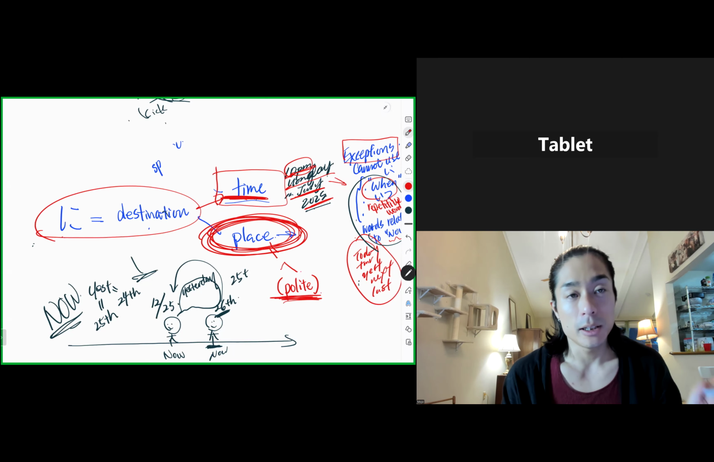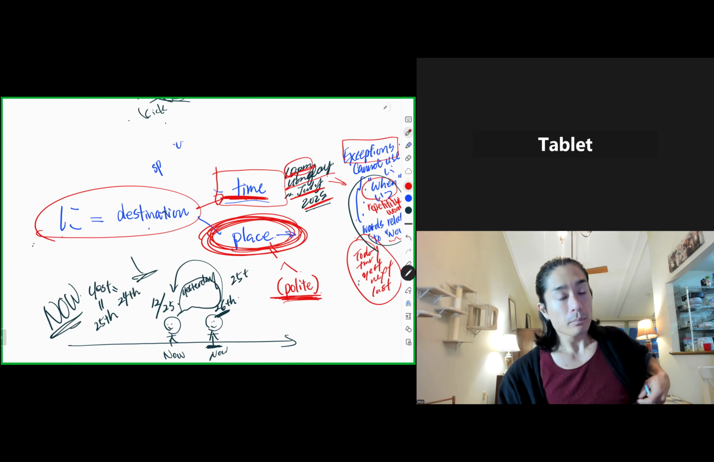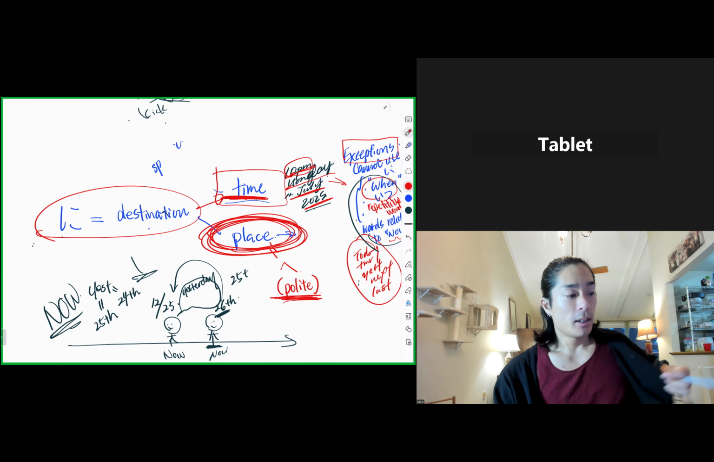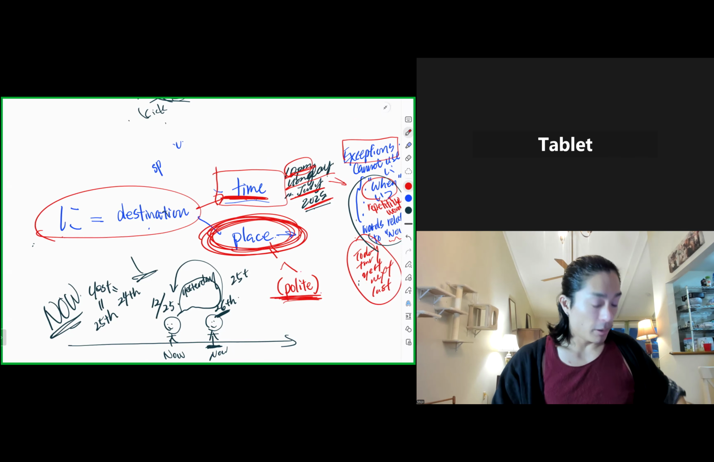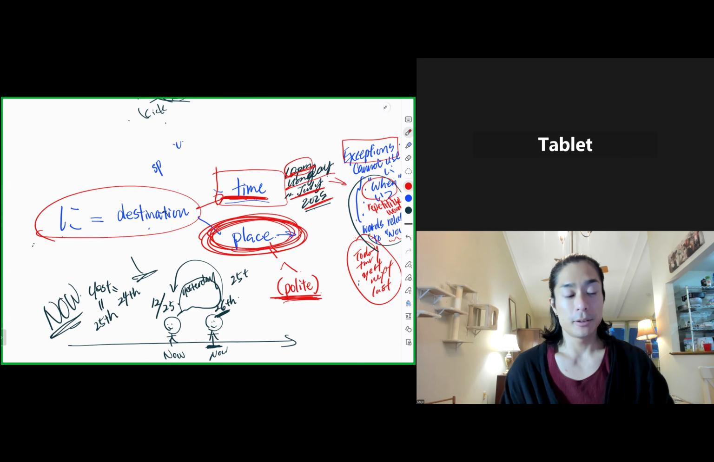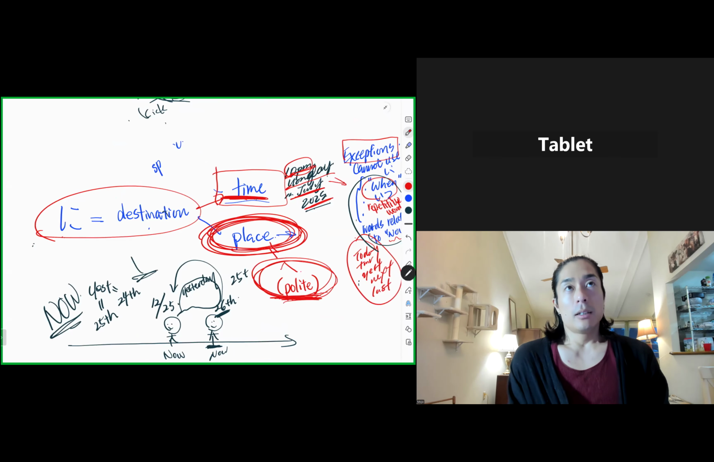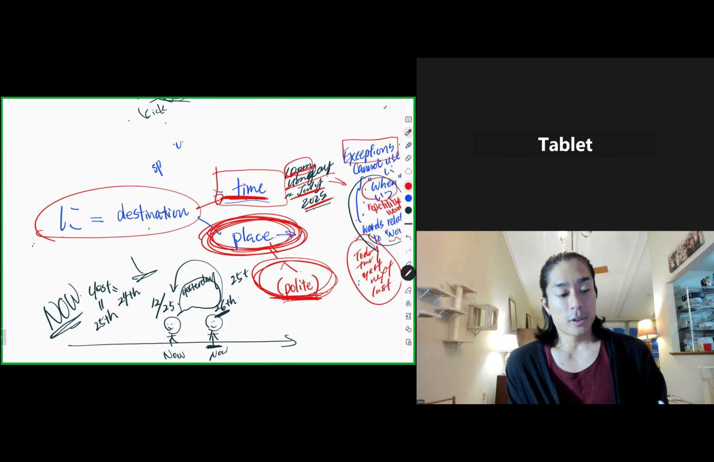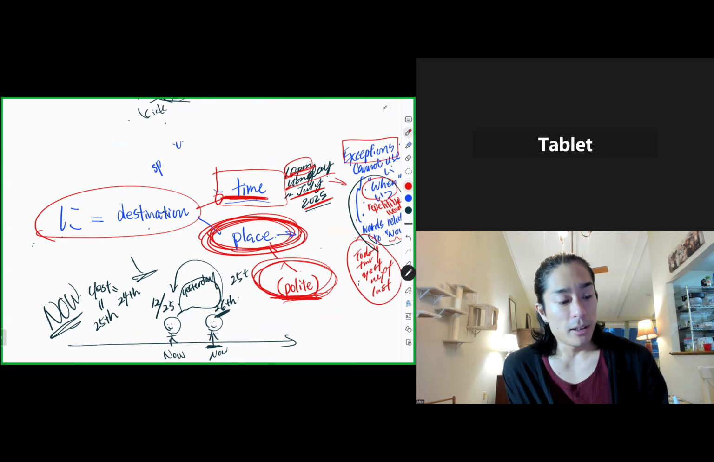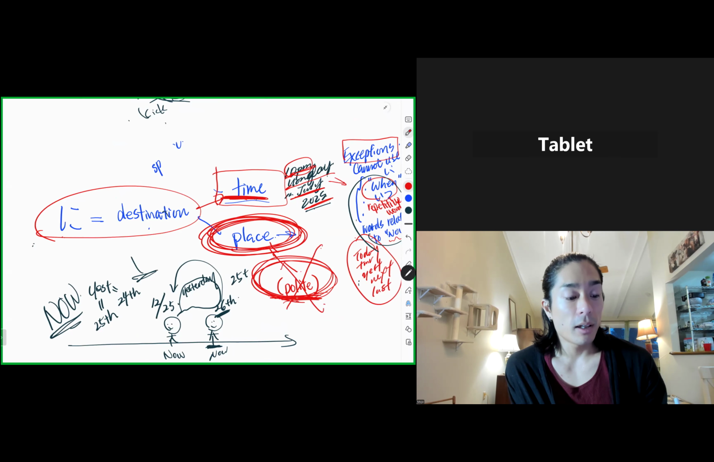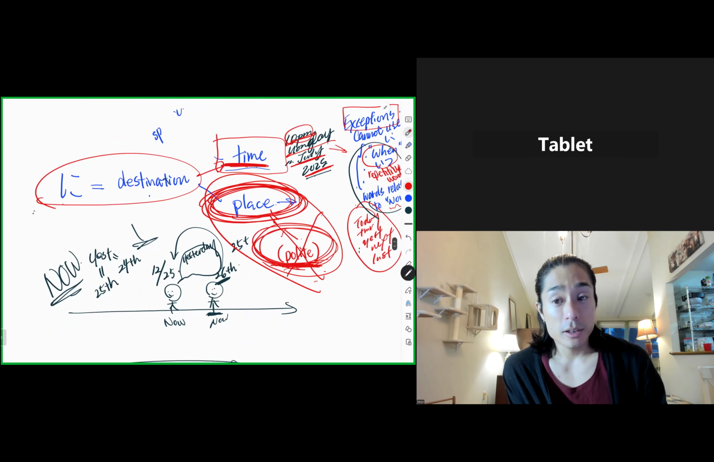But then the reality is we use ni even in polite situations. We only use e when it's a really polite, formal situation. So we don't use it that much. So we don't use it at all. Well, okay, this is the conclusion. I started with the conclusion.